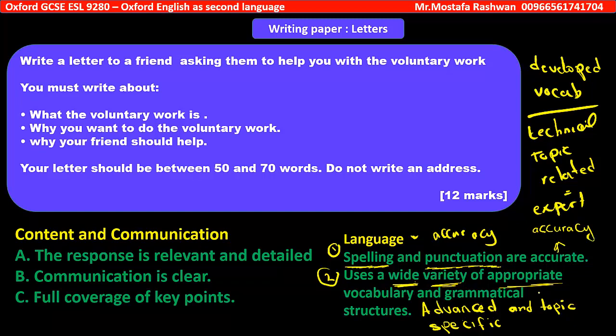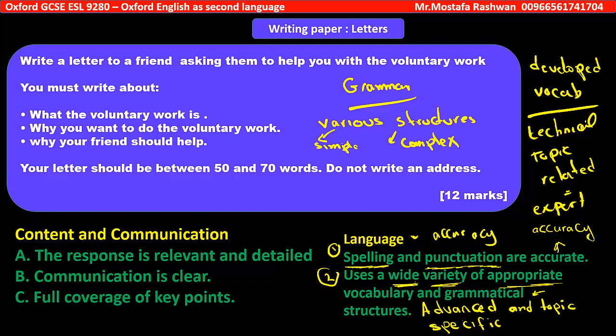As well as vocabulary, the grammatical structures must be perfect. And in terms of grammatical structure here, it means you must use a variety or various structures. What we mean by various structures, you should use simple and compound, or let's say complex structures in some cases.